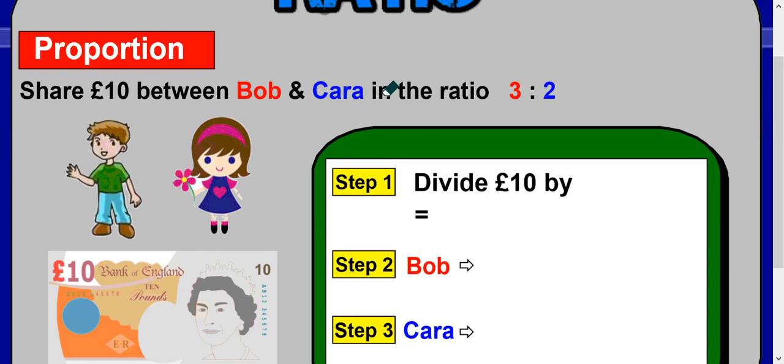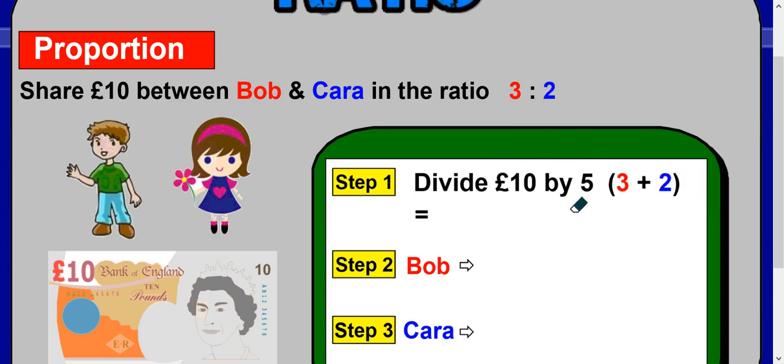But if I'm dividing it in a ratio that's not an even split, somebody's going to get more than the other person. In this case, the 3 is getting more than the 2 because the 3 is the higher part of the ratio. So the first thing you need to do is split the £10, and you don't divide it by 3 or 2, you have to split it into the total number of shares. Bob's got 3 shares and Cara's got 2, so that's a total of 5 shares. So you need to split it into 5 parts.